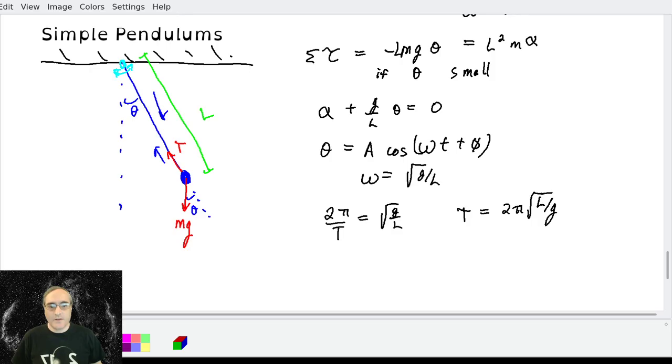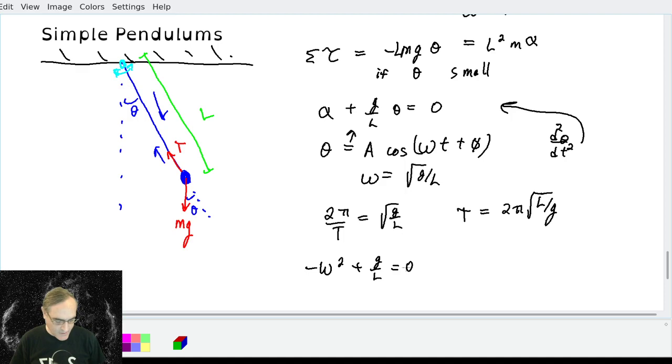You don't have to know how to solve the differential equation, but you should know how to find the omega. Remember, the way you do that is you'd find the second derivative of theta with respect to time, and you would substitute it back into this equation here, and it will come out quite naturally. You'll basically get minus omega squared plus g over L is equal to 0, which will give you your omega. Alright, that's the end of simple pendulums. We're going to do a practice problem next, and then we'll be going on to physical pendulums, which get a little bit more interesting.